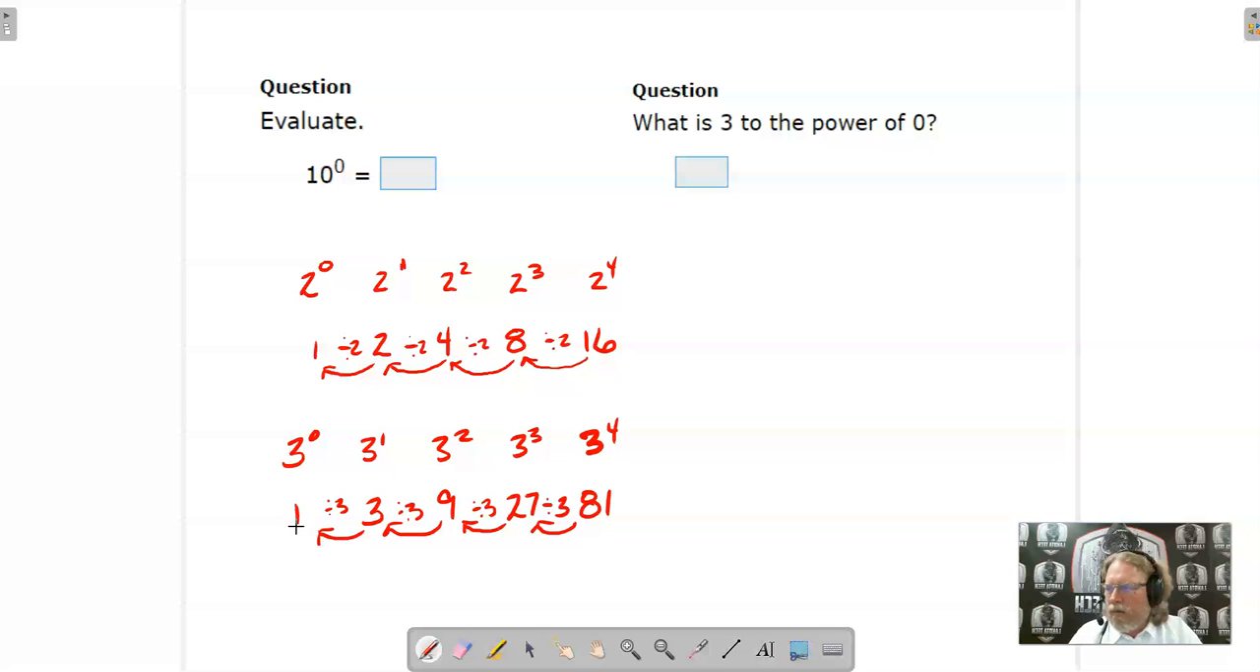is 1. And you'll find no matter what base you use, the pattern will always come back to whatever that base is to the power of 0 always equals 1. So what is 3 to the power of 0? Well, we saw right down here that it is indeed 1. So any number to the power of 0 equals 1.